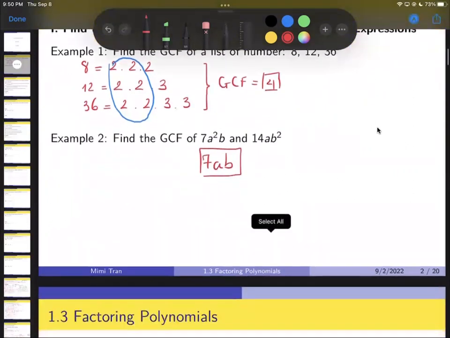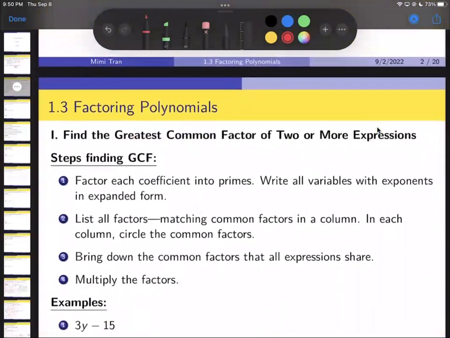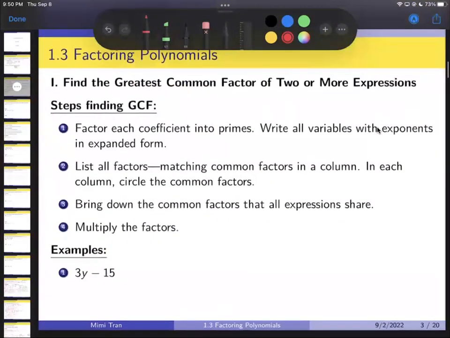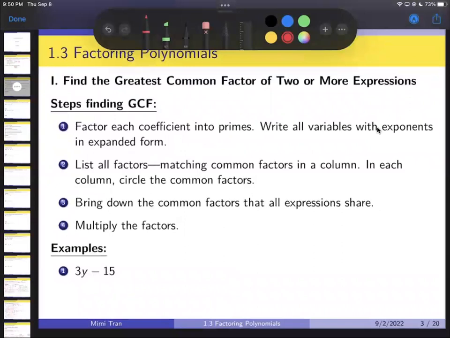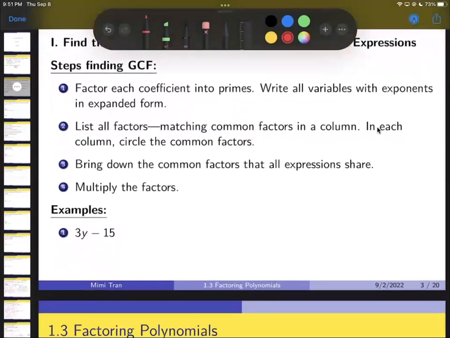So this is just review from 62. Here are the steps for finding the GCF. I'm not going to read it for you. I'm just going to list it out there if you need to reread it. But I'm going to jump straight to the examples.